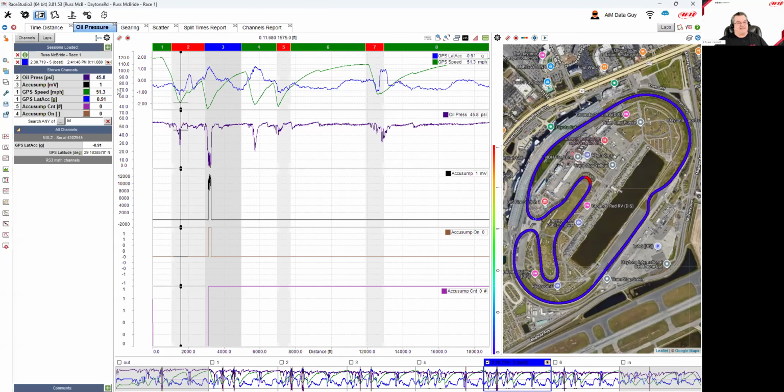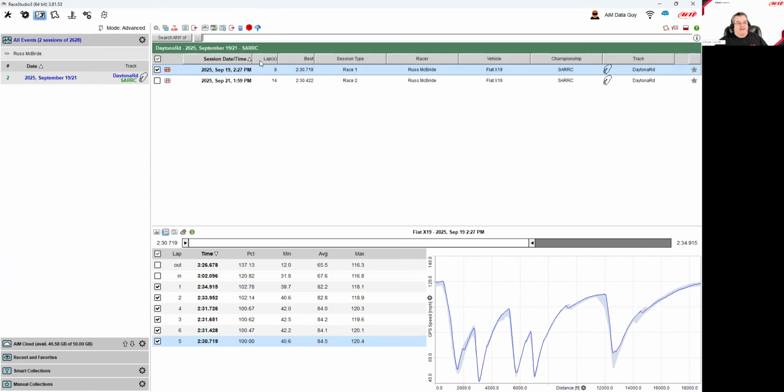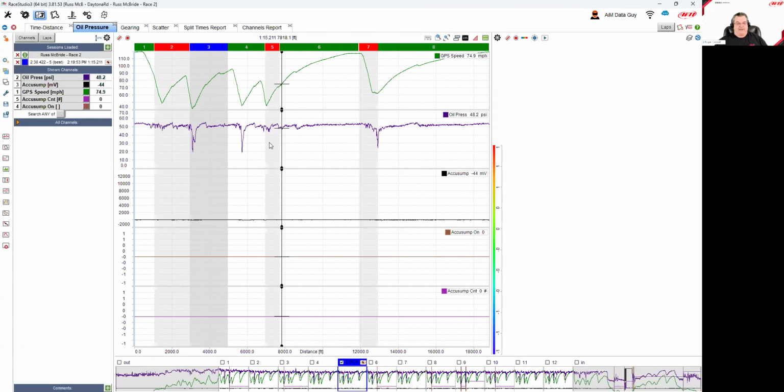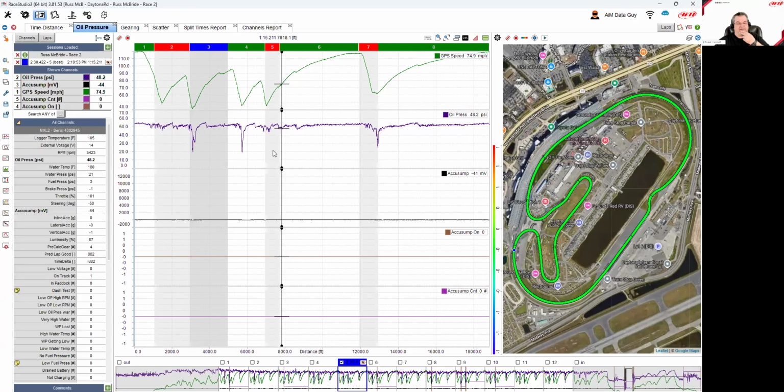Then let's open up the second test. Let me close that one and open up the second test, the race on Sunday. And here's where he added a quart of oil, and while we got less of those hits, right? The AccuSump didn't hit as much. The oil pressure problems are still there. They're just not big enough to get down and hit what I think was probably 15 PSI.